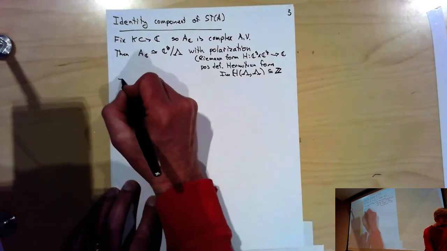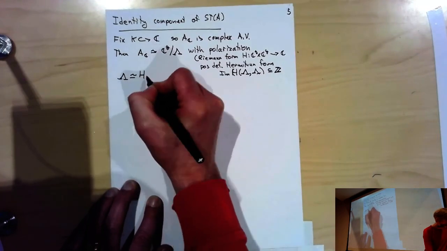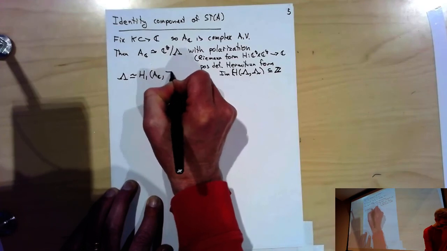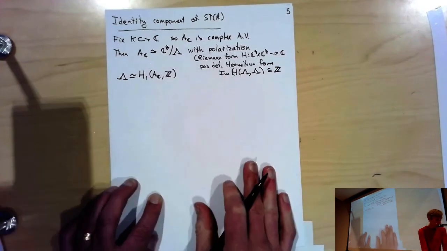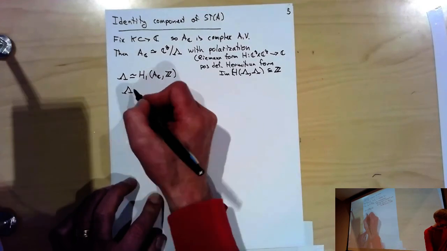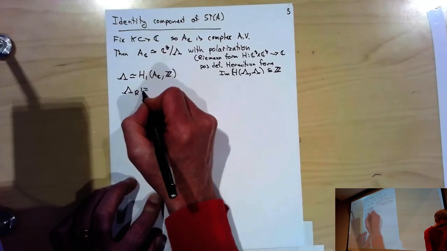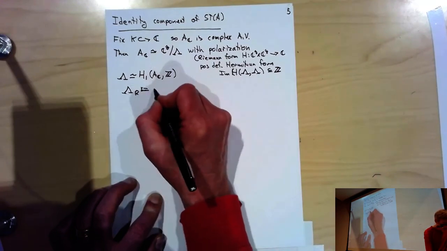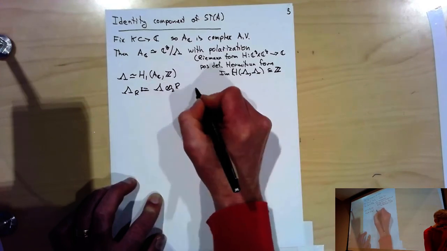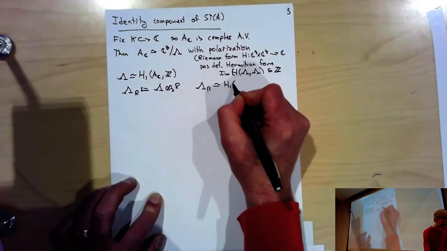Now we could identify this lattice as the first homology group of our complex torus with Z coefficients. And then we could even tensor our lattice with any ring we like. I'll define this first: this is just tensoring over Z with our ring R, and then we could identify our lattice with homology with coefficients now in R.